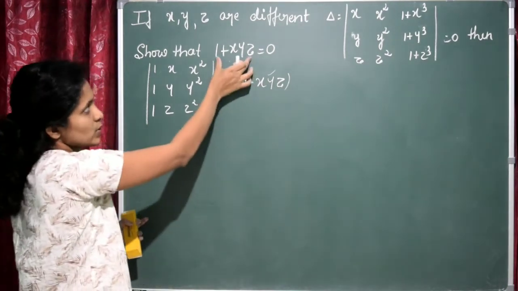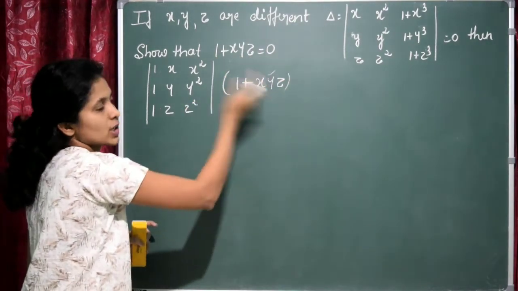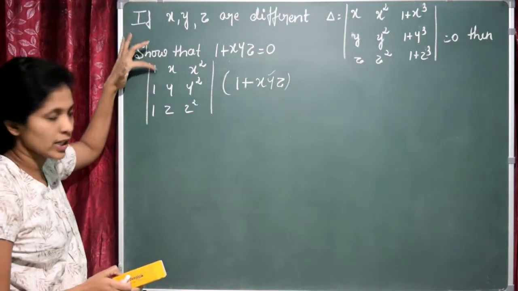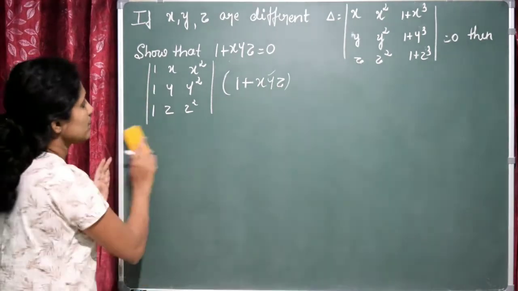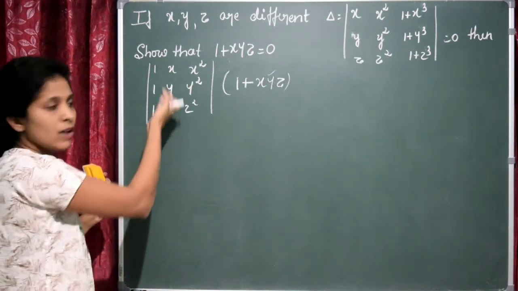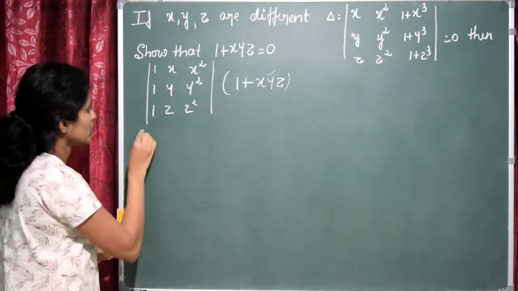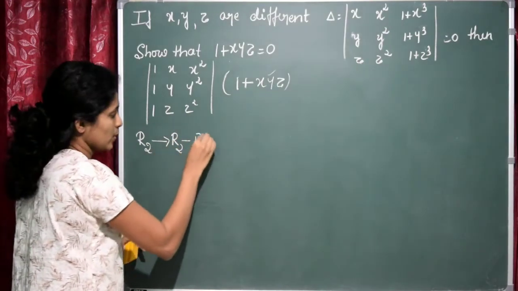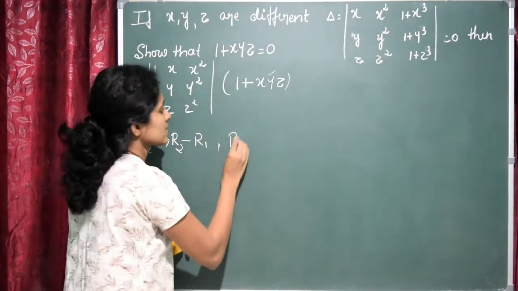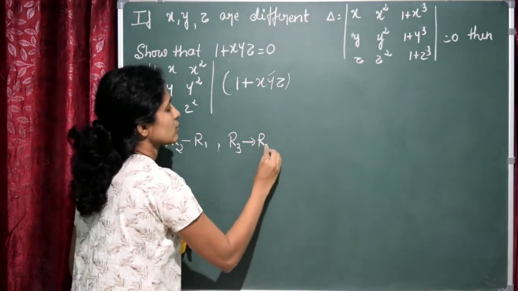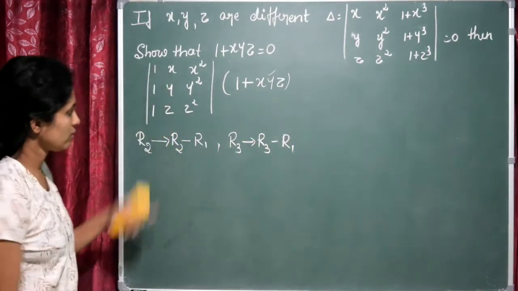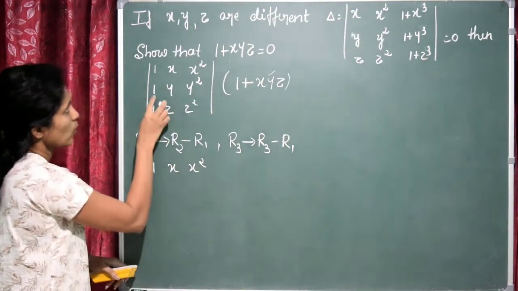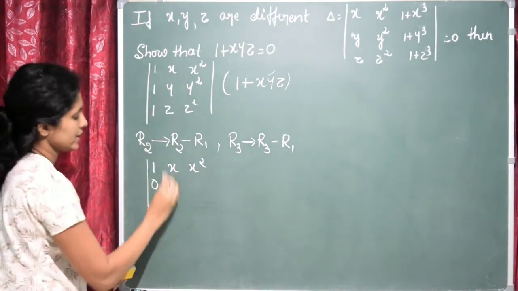Already we got the answer. Now we have to prove this is equal to 0. But we have one determinant here, and as I told you, column 1 is 1, 1, 1. So as we expand this determinant, we'll make these two elements 0. What we'll do is change R2 to R2 minus R1, similar to the previous problem, and R3 to R3 minus R1. Now we'll do this. Row 1 is as it is: 1, x, x square. Then 1 minus 1 is 0, y minus x.